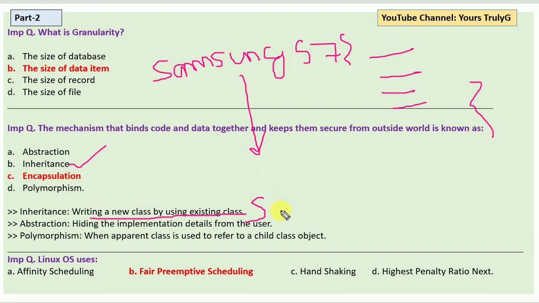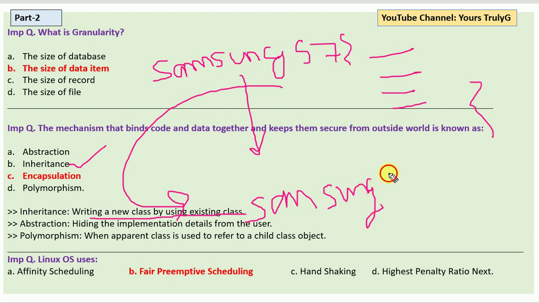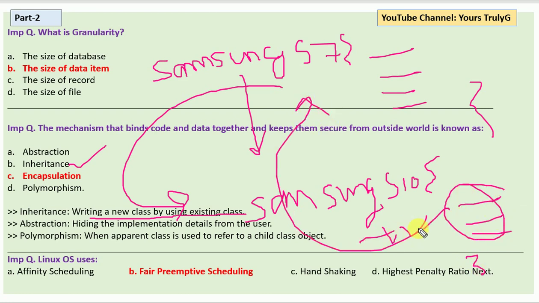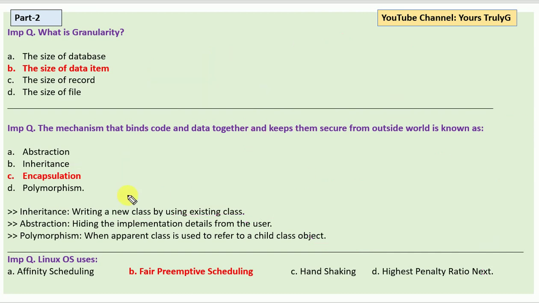The main property of inheritance is that the new class will contain all the properties of the parent class, and some extra properties will also be there. Suppose I am creating the Samsung S10, a new model. It will have all the functionality which was in S7 plus some special functionality. That is inheritance: writing a new class by using an existing class. I hope you now have a little clarity related to inheritance.